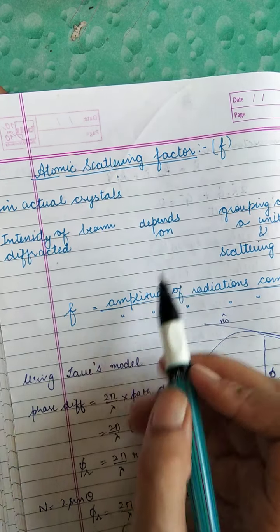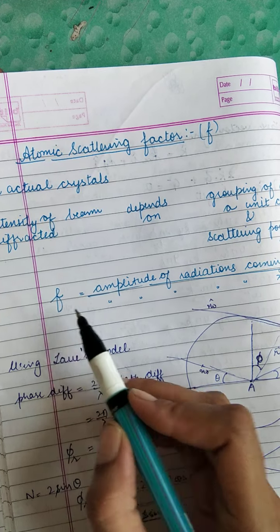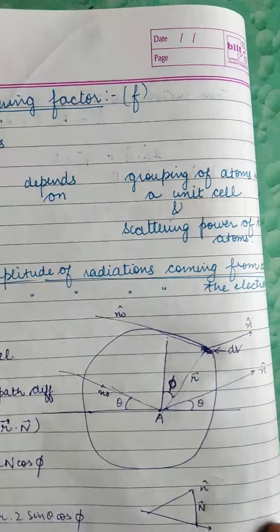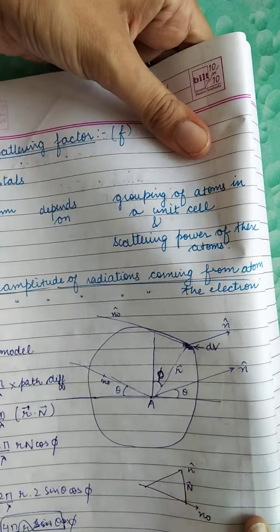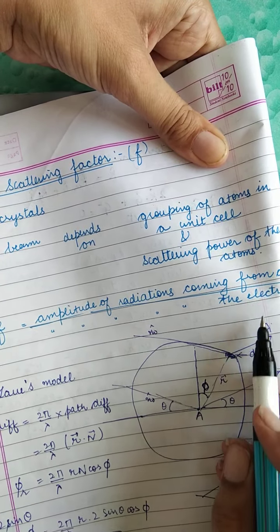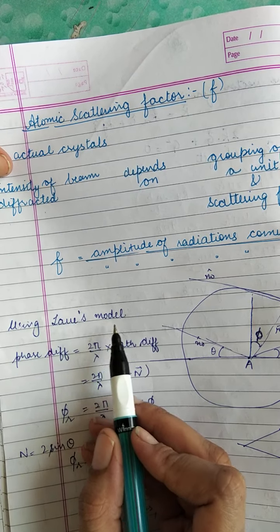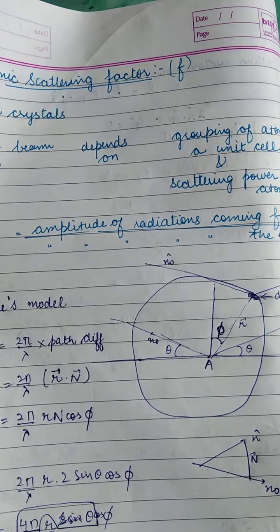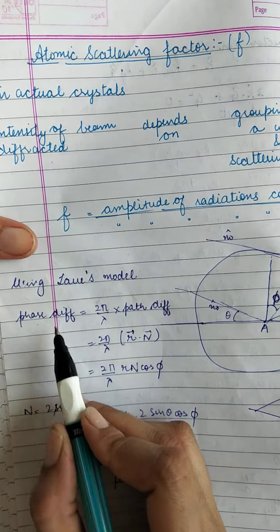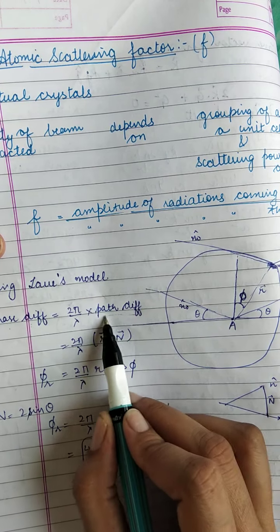the intensity depends. So atomic scattering factor F could be defined as amplitude of radiations coming from the atom as a whole divided by the amplitude of radiations coming from the electron. So for that you have to consider the Laue model which you have done before, and using this model we have calculated the phase difference. Phase difference could be written as 2 pi by lambda multiplied by path difference.